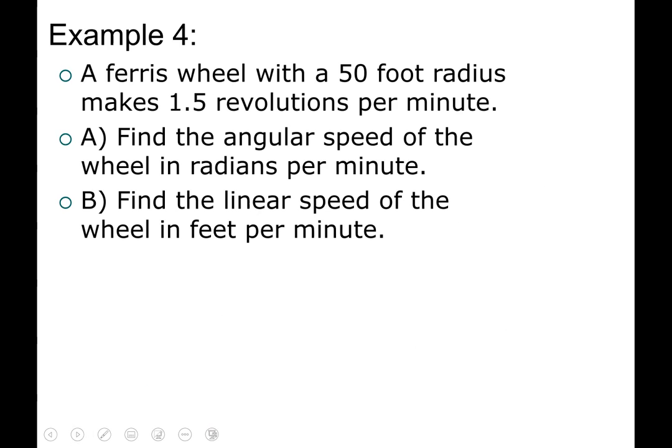Probably it is a little bit easier than it seems once we go ahead and try to actually put it into action. So a Ferris wheel with a 50-foot radius makes 1.5 revolutions per minute. Find the angular speed in radians per minute and the linear speed in feet per minute. So something that you want to watch out for: minute, minute, minute. As long as they are all the same unit, in this case minutes, you can just assume that the value of time is 1, as in 1 minute. You only have to put in some value for time if you're converting between two different units.